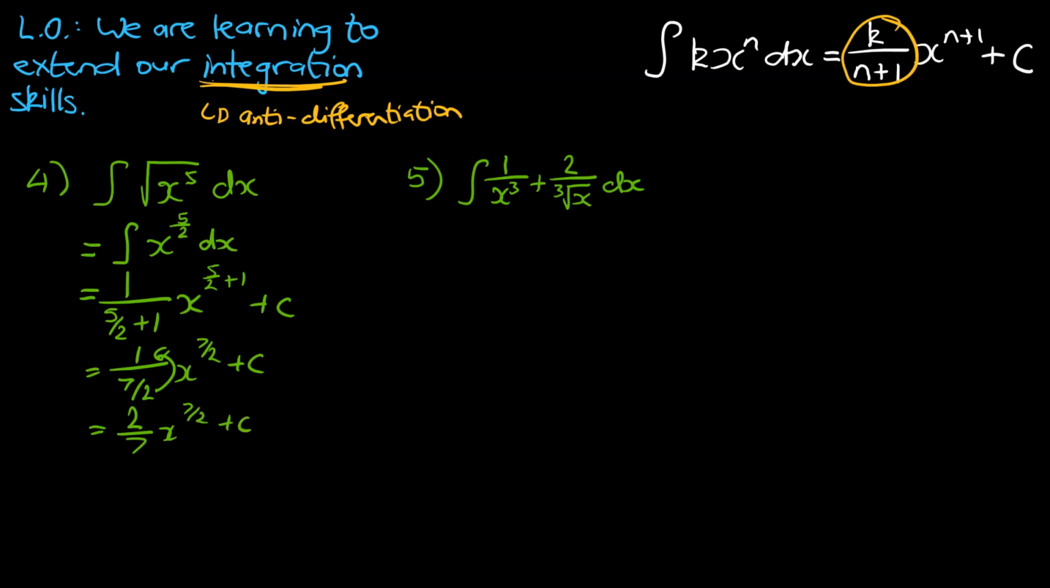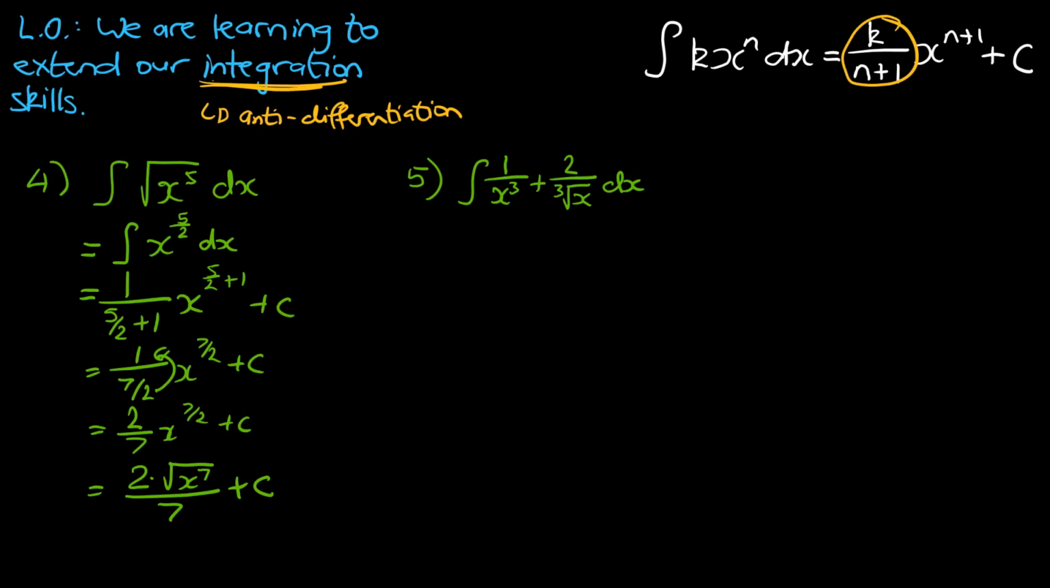And the last step, I'm just going to make this fractional power back into square root form. So that's going to be 2 times the square root of x to the power of 7, divided by 7, plus c. So hopefully that made sense. These are getting really tricky. We are ramping up in difficulty as well. So well done if you did get that.